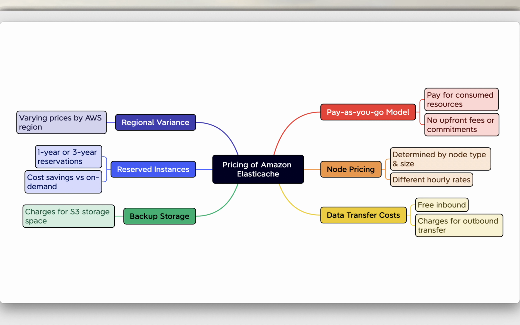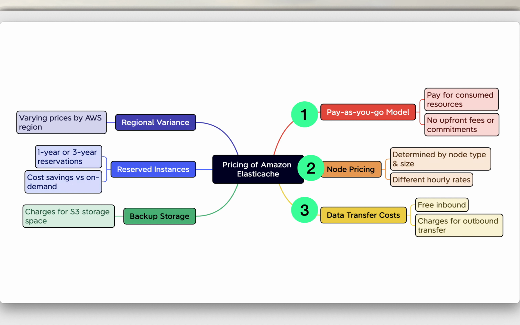Pricing of Amazon Elasticache. 1. Pay-as-you-go model. With Amazon Elasticache, you pay only for the resources you consume, without any upfront fees or long-term commitments. 2. Node pricing. Costs are primarily determined by the node type and size you select. Different node types have different hourly rates.